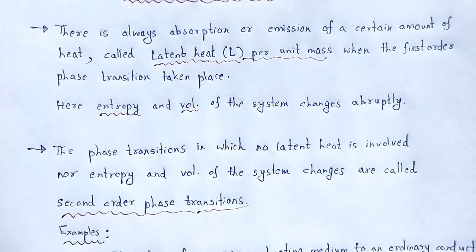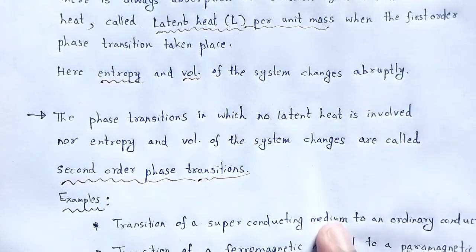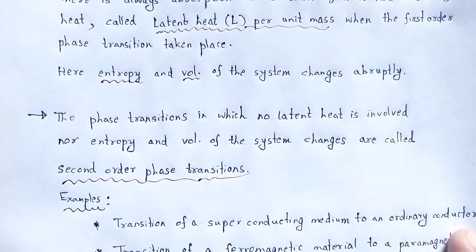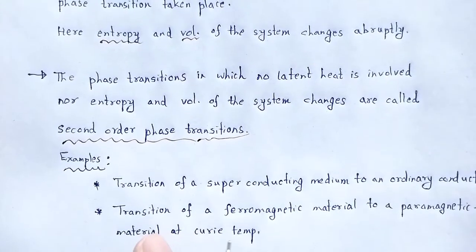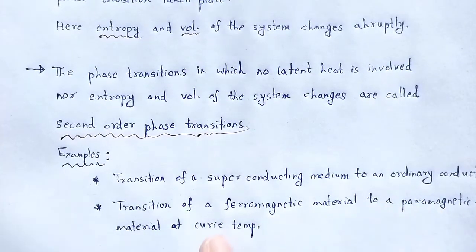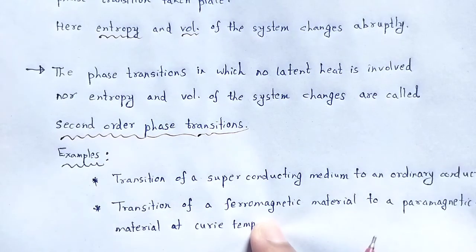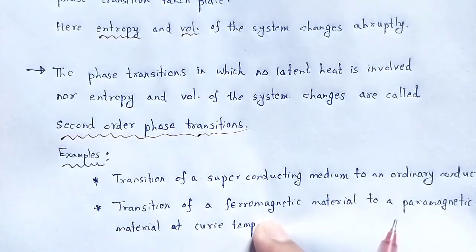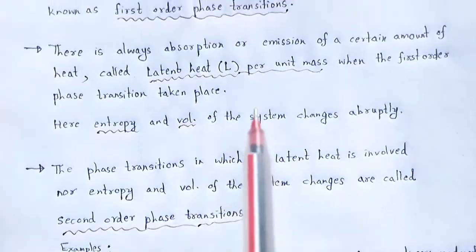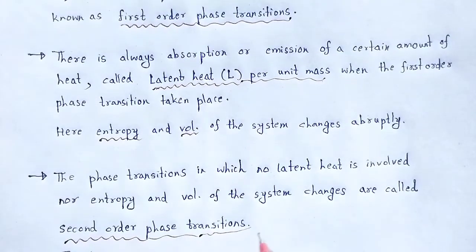Some examples of second order phase transitions: transition of a superconducting medium to an ordinary conductor, and another example, transition of a ferromagnetic material to a paramagnetic material at Curie temperature. These two are examples of second order phase transitions. These are some basic points regarding first order and second order phase transitions with examples.